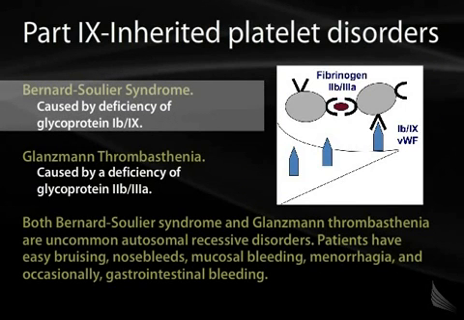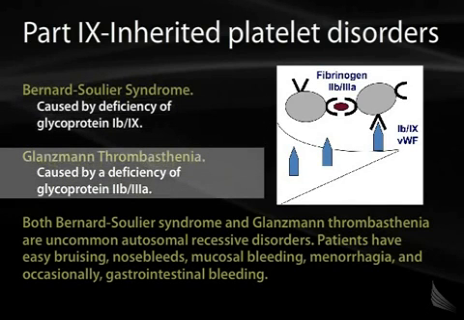With inherited platelet disorders, we have a couple here that you need to know: Bernard-Soulier syndrome and Glanzmann thrombasthenia. Bernard-Soulier syndrome is caused by a deficiency of glycoprotein 1b and 9, which is involved in the binding of platelets to von Willebrand factor. So the GP1b and 9 are on the platelet surface, and they can't adhere to the von Willebrand factor on the endothelium, and they can't form a clot. With Glanzmann's, the problem is glycoprotein 2b3a, which is involved in platelet aggregation and platelets binding to each other. Again, without those present, you can't form a clot.